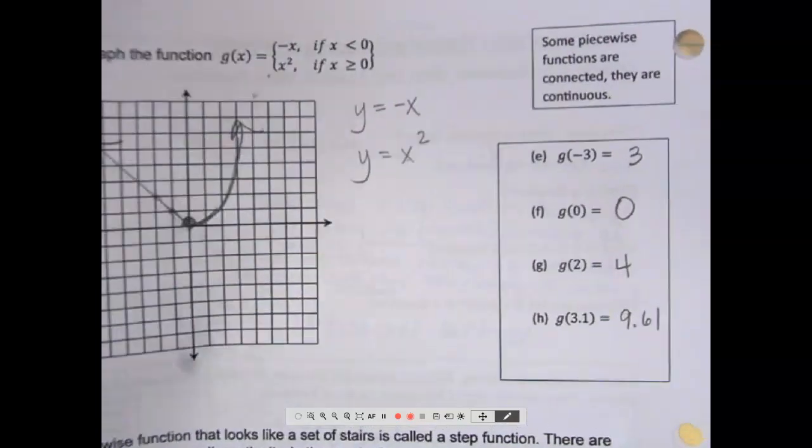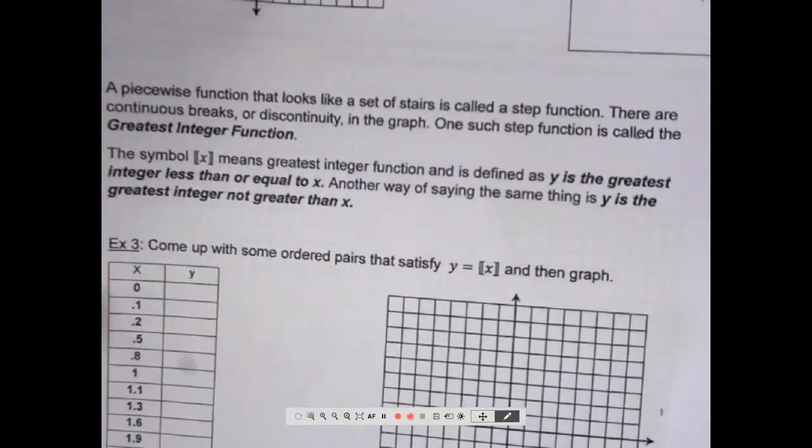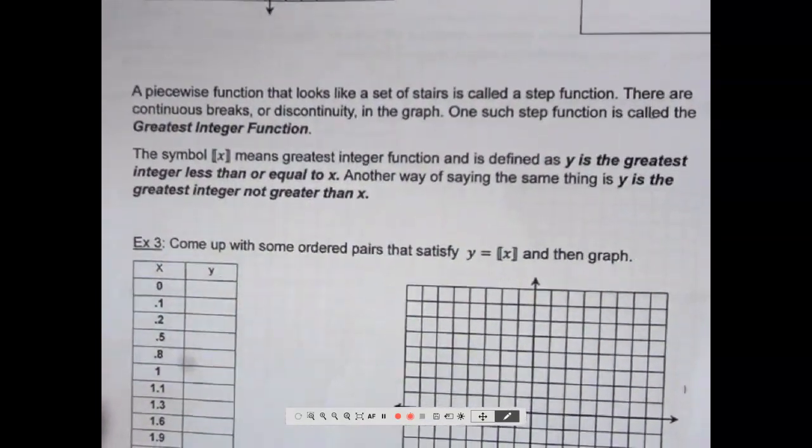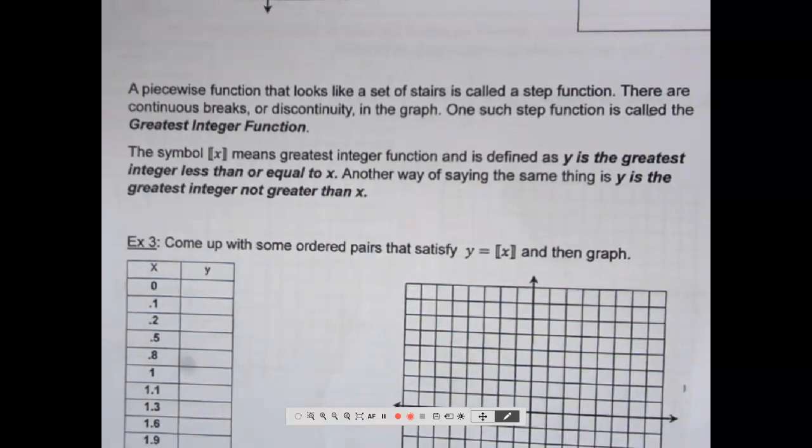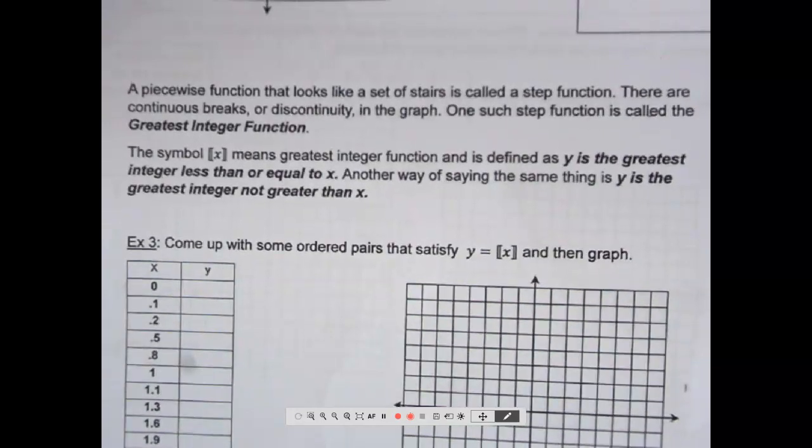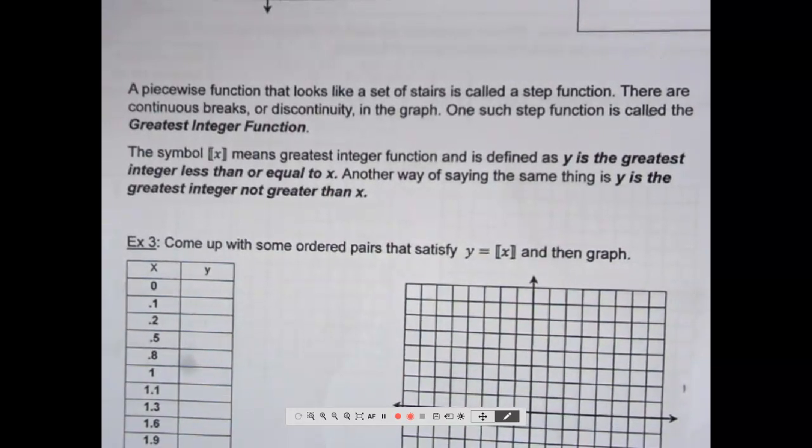All right. Okay, so this next one we're going to do is a disconnected or discontinuous function. A piecewise function that looks like a set of stairs is called a step function. There are continuous breaks or discontinuities in the graph. One such step function is called the greatest integer function. So that is the name of the function.